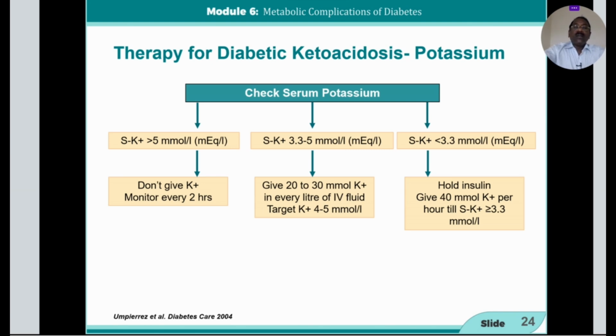So when the potassium is between 3.5 to 5, definitely you can give 20 to 30 millimoles of potassium in every liter of the IV fluid, and the target here is 4 to 5 millimoles.